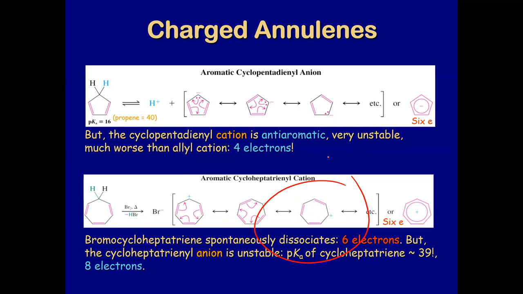So in fact, cycloheptatrienyl is more stable as the cation than it is as the neutral molecule. It will want to lose a proton. It will want to become the cation. So this is something that you need to keep in mind. These structures are found in nature. These structures are naturally occurring.